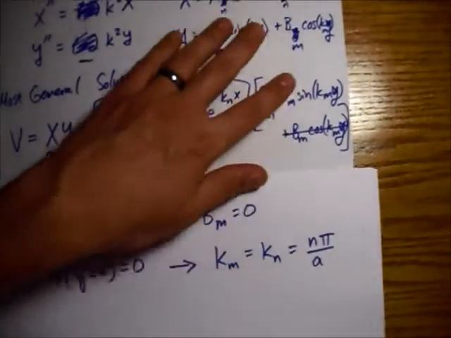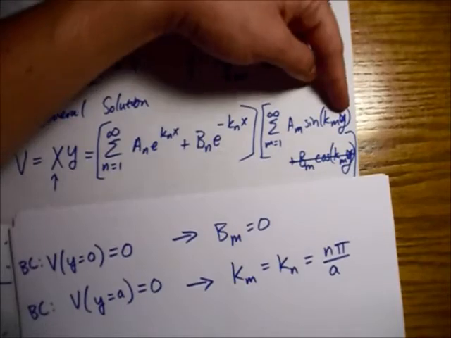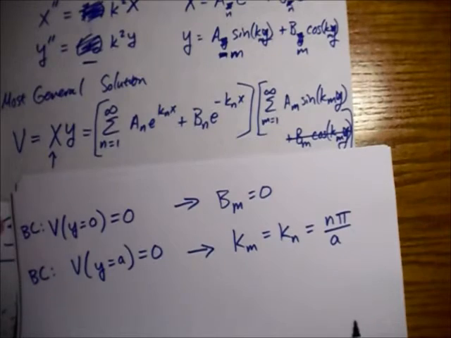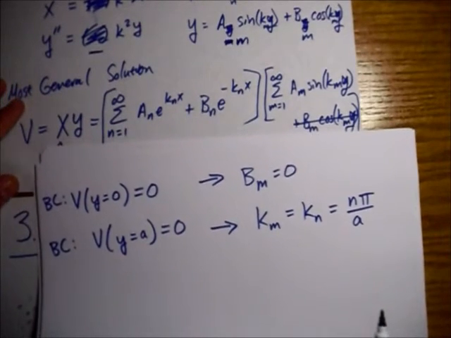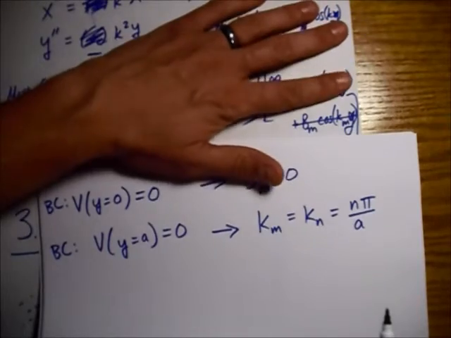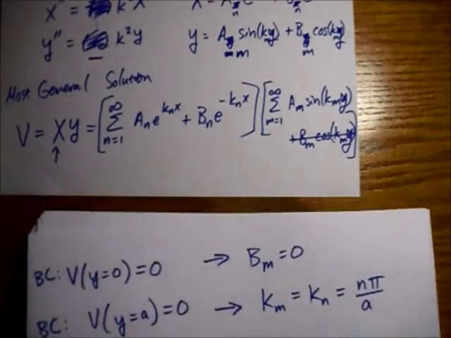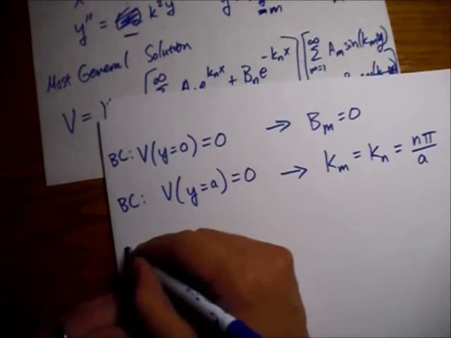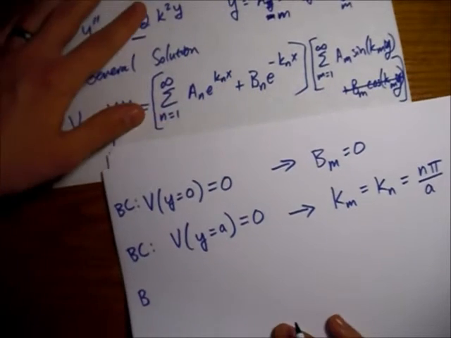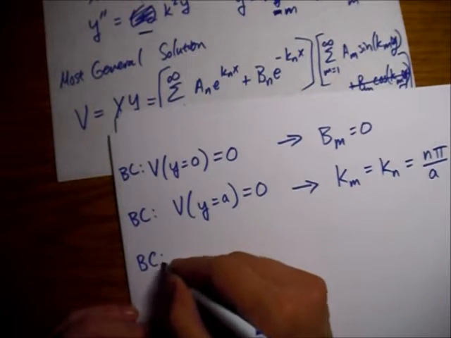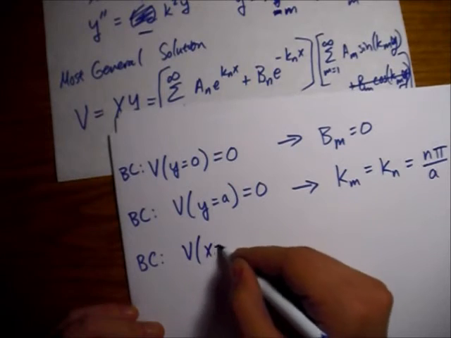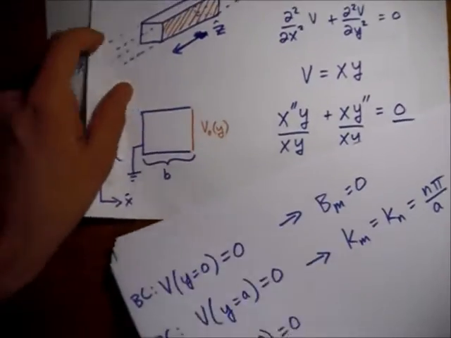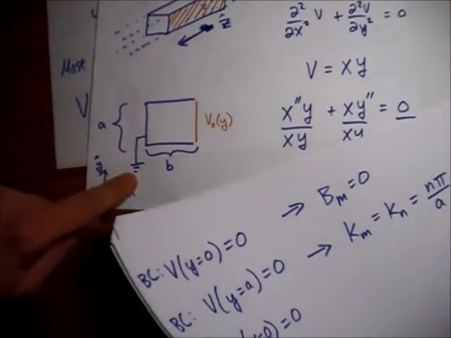All right, when you plug that in right here, and you plug in a for y, then you get a sine of n times pi, and sine goes to 0 at every integer multiple of pi. So that will take care of this. So this other boundary condition helped us out a little bit too. All right, let's look at another boundary condition. This time we're going to look at x. V at x equals 0 is equal to 0. So now we are looking along this face right here, and it is also grounded.